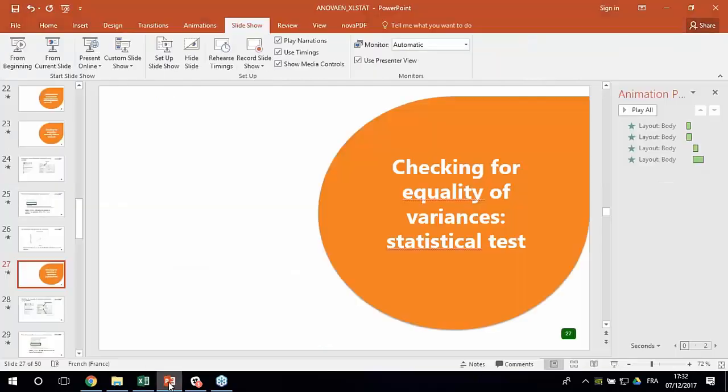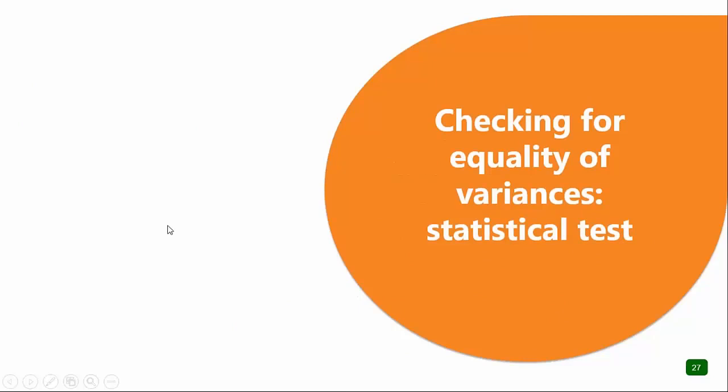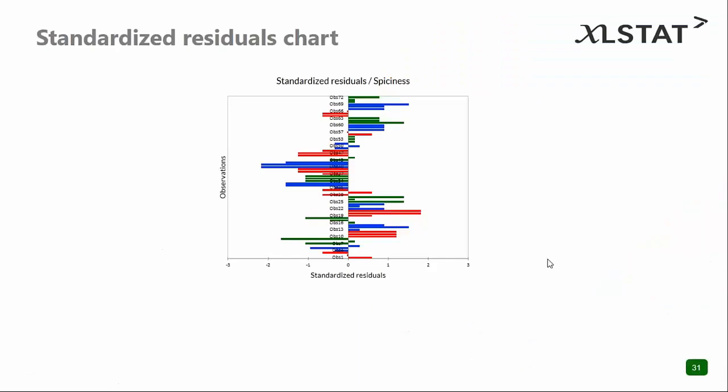We still have one remaining assumption. We've seen the independence assumption, the normality assumption, the variance equality assumption. There still is the checking for outliers assumption. Here what I recommend is looking at this chart, which is provided by XLSTAT, the standardized residuals for spiciness.